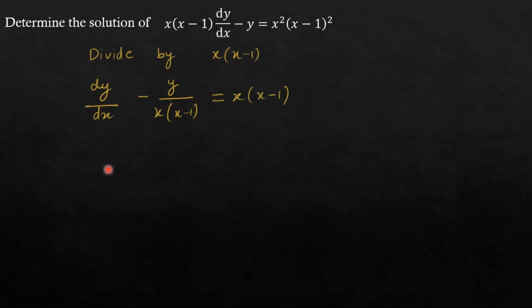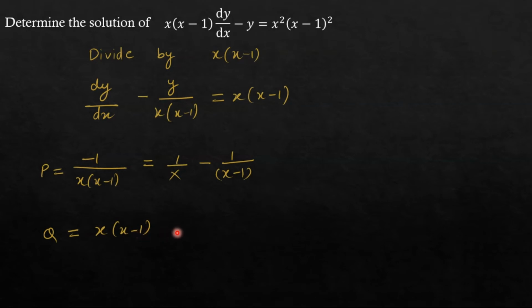From here the value of p will be p equals minus 1 upon x into (x minus 1). Okay, you can see the coefficient of y is minus 1 upon x into (x minus 1). So that is the value of p. Now by partial fraction I can write it as 1 by x minus 1 upon (x minus 1). Okay, why I am doing it like this? Because it will be easier to integrate. Okay, and the value of q is x into (x minus 1). So q equals x into (x minus 1).